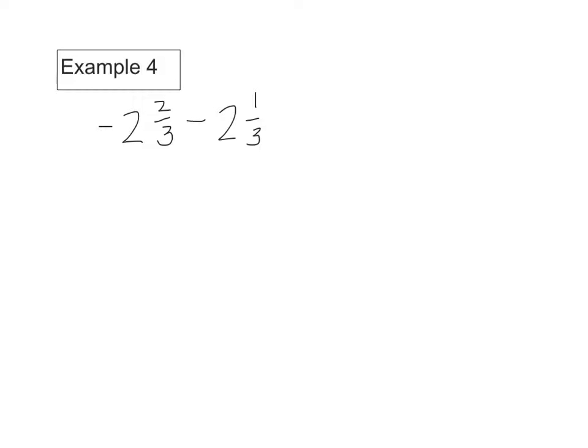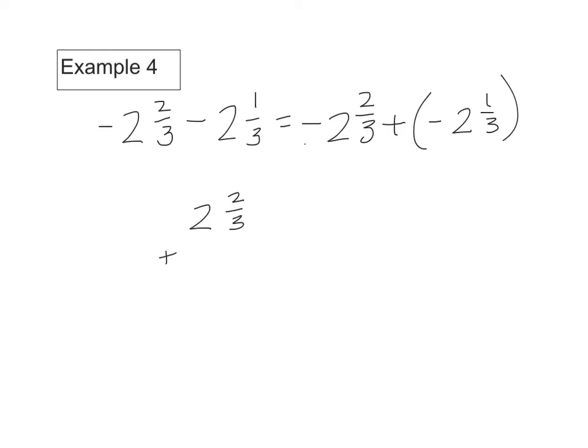In this example, I'm going to do just like what we did with the other one previous to this, because we've got a negative number subtracting a positive. I'm going to make this into the idea that I am adding the opposite. So I'm adding a negative 2 1/3. Then, because I have two negatives, I can now just add the values. So 2 2/3 plus 2 1/3.